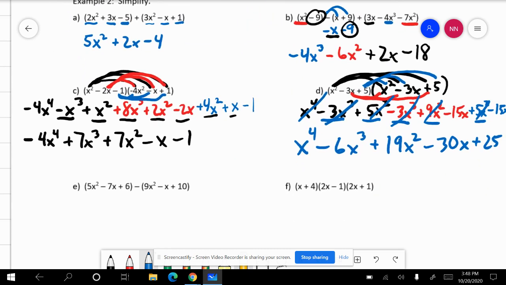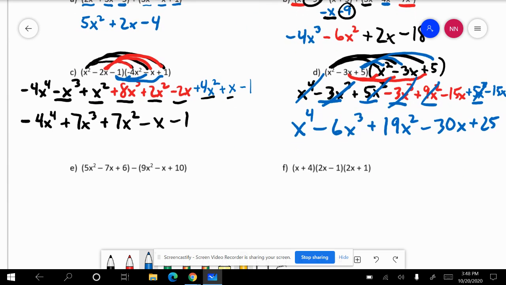So let's do a little bit of review here. I'm going to subtract, so I'm changing all my signs. Negative 9x squared plus x minus 10. So when I add the like terms, I have negative 4x squared. Then I have negative 6x. And I have negative 4.